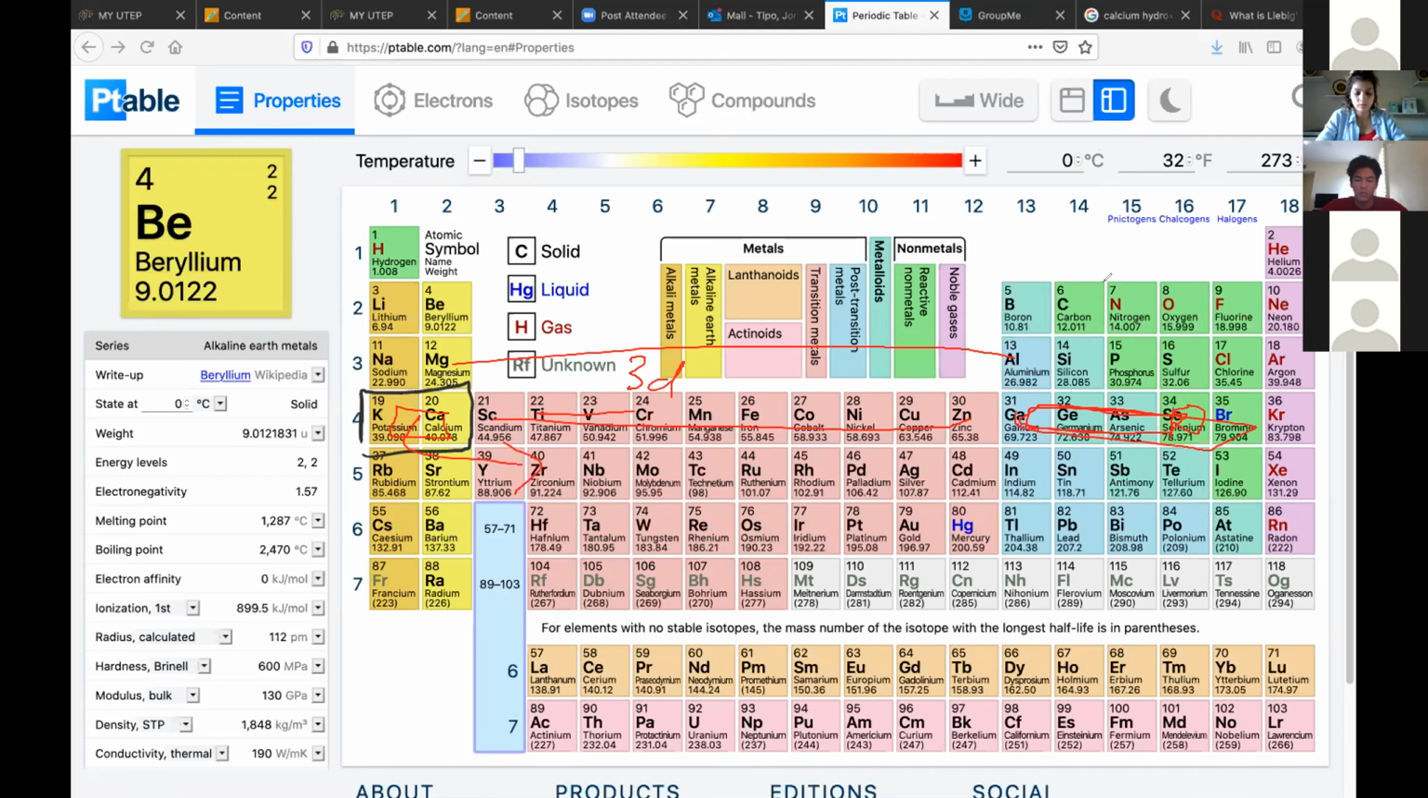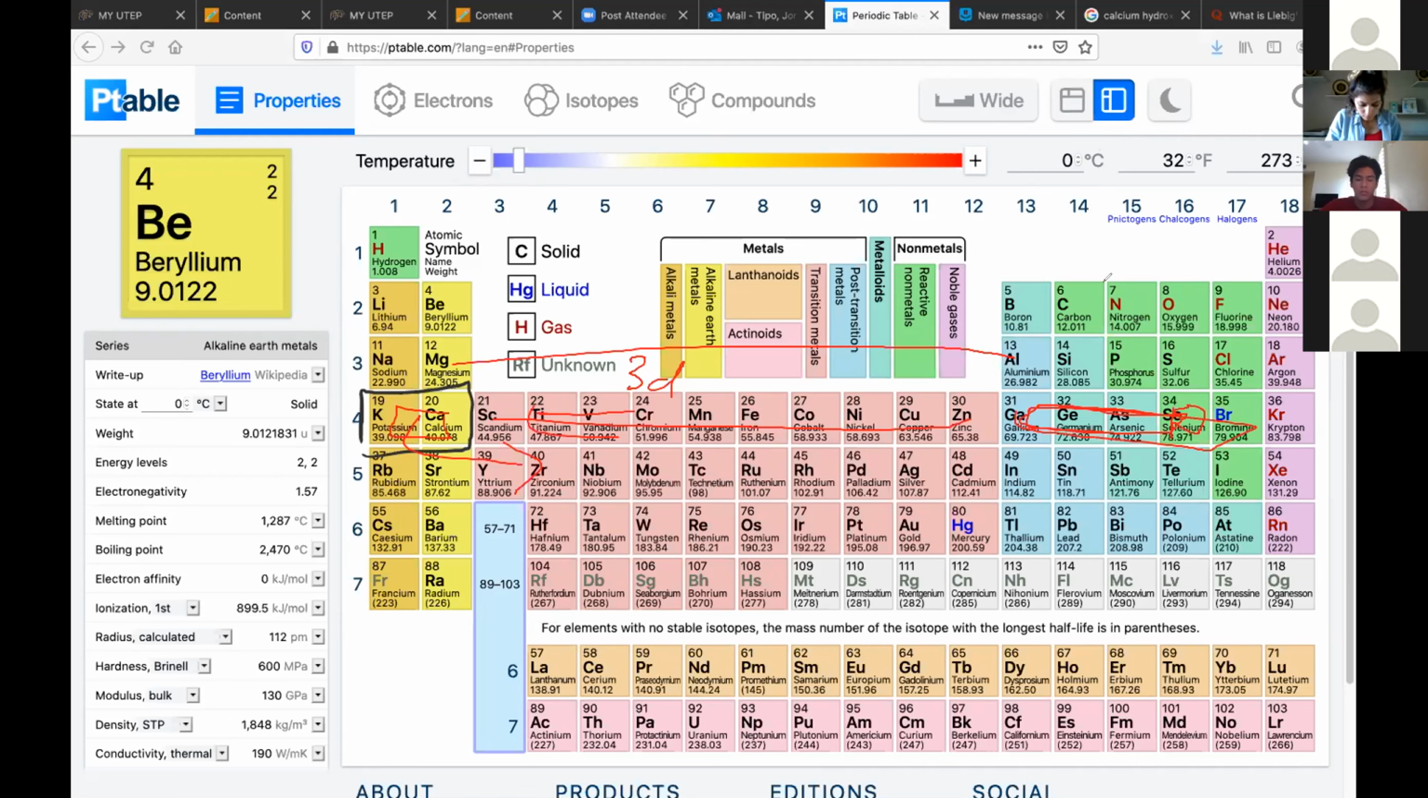Alan, are you trying to explain to them why the 3D goes with the third shell? Yeah, like the third shell. Because she asked how many would be in the fourth shell, and technically it's the outermost shell, because this 3D is beneath this 4S.